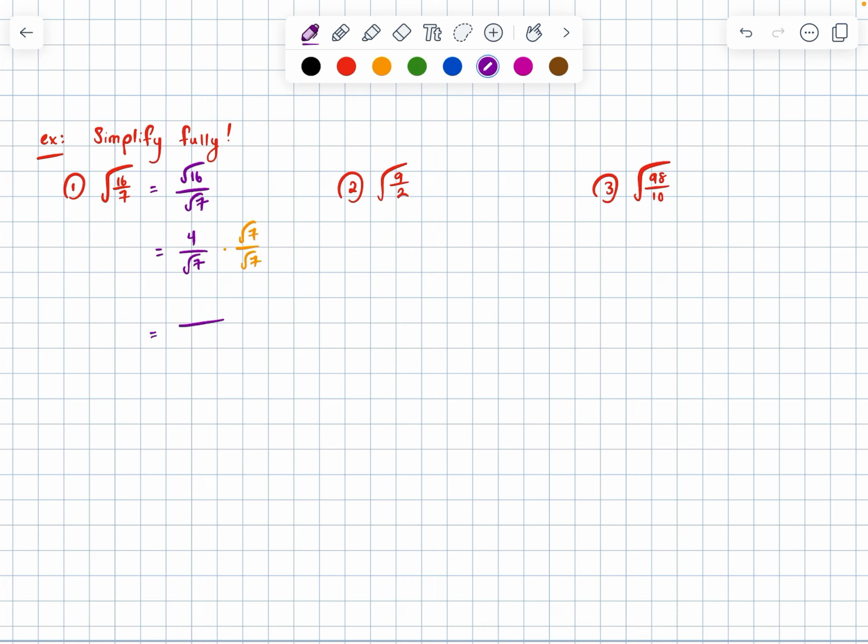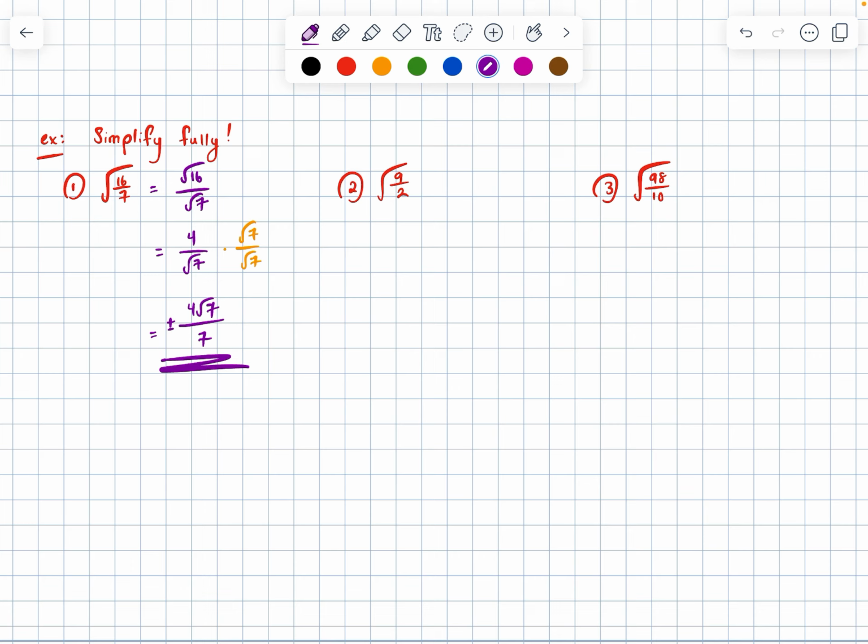Well, here in the denominator, the square root of 7 times the square root of 7 is going to give me, unsurprisingly, 7. And then multiply across, 4 times root 7 is just 4 root 7. I got rid of a square root symbol in the denominator. Let me add back in my plus or minus. So plus or minus 4 root 7 over 7 is my final answer.